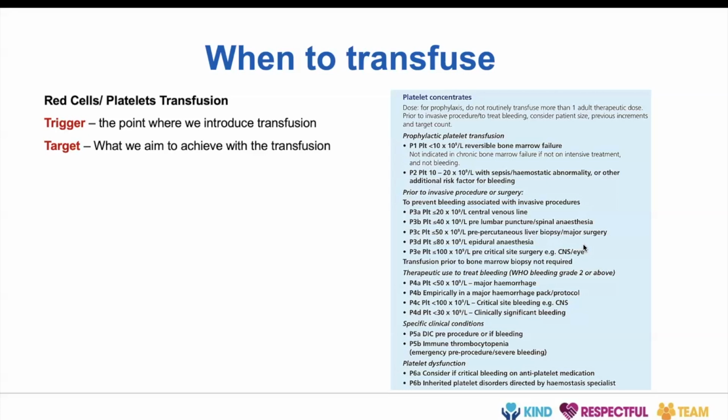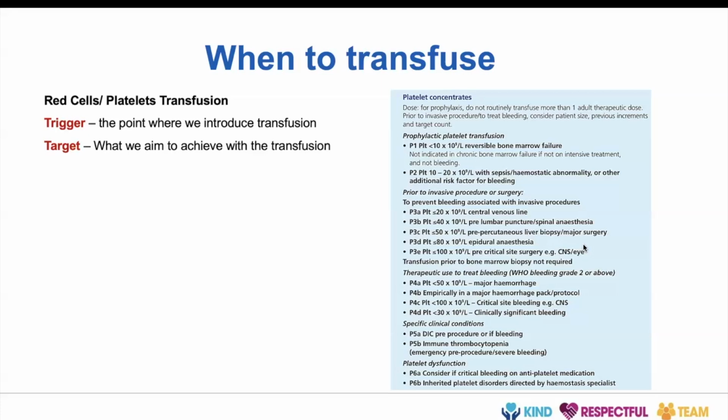The trigger is the point when you need to introduce a transfusion, or the point when you want to introduce a transfusion. And normally the trigger is a number or a scenario that is going to require you to need a transfusion. Now, the target is variable. So some people will say, my target hemoglobin should be this. What I normally say is that the target doesn't need to be a number.